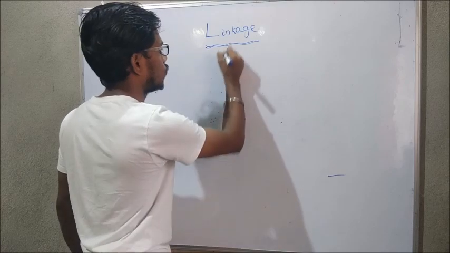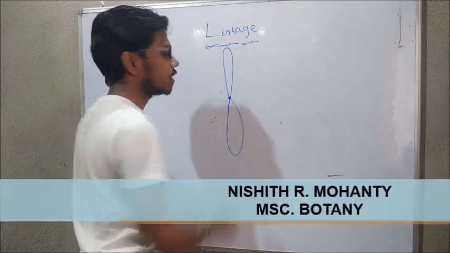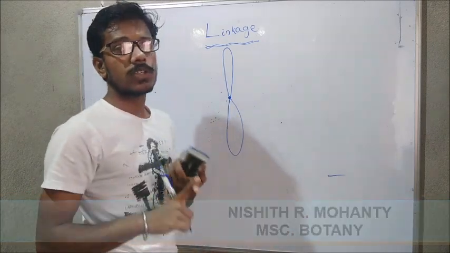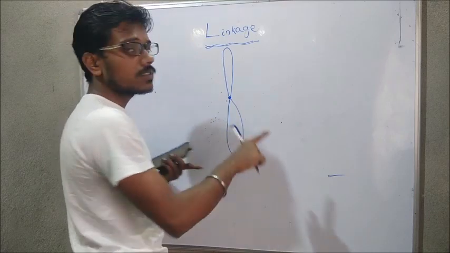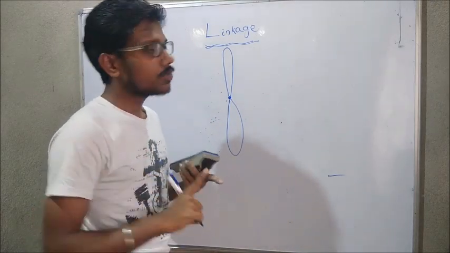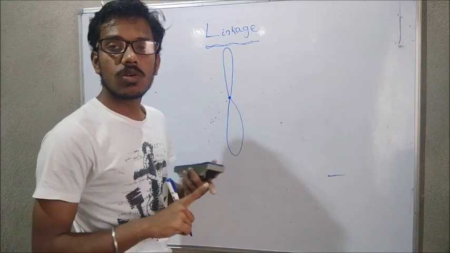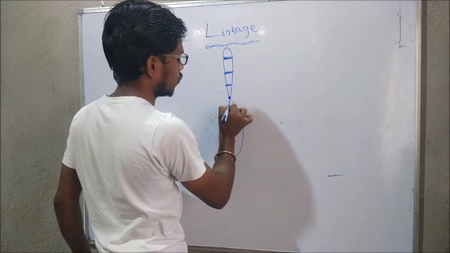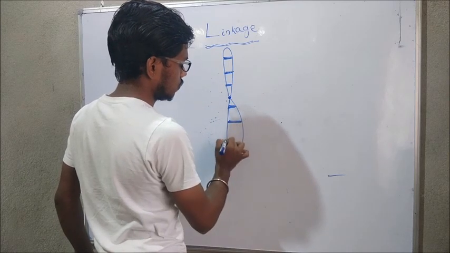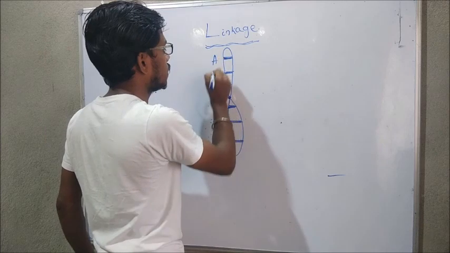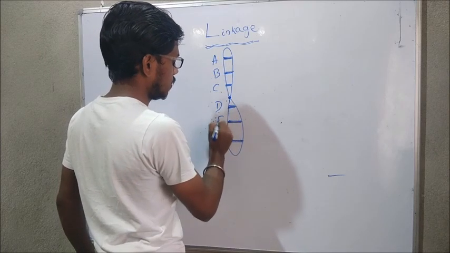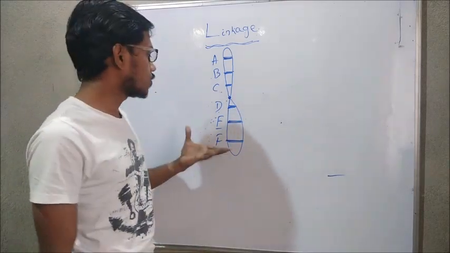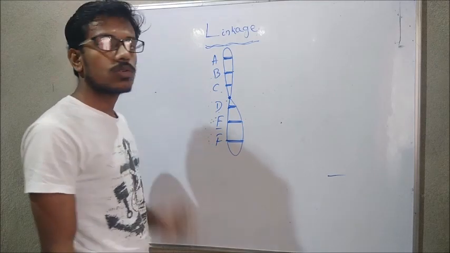Now comes another concept, that is linkage. Draw a diagram of the chromosome. Suppose this is the chromosome. As you know, the chromosomal theory of inheritance tells us that all the genes are present over the chromosome. Suppose these are the genes A, B, C, D, E, F. They are present over the chromosome.